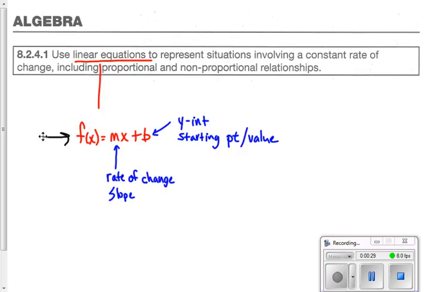And then we have proportionality and non-proportionality. Remember, proportionality would go through the origin in a graph.